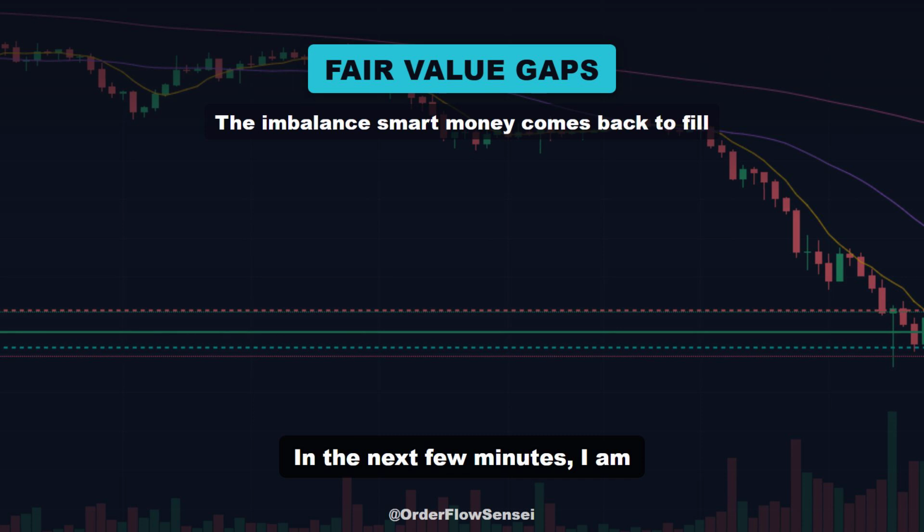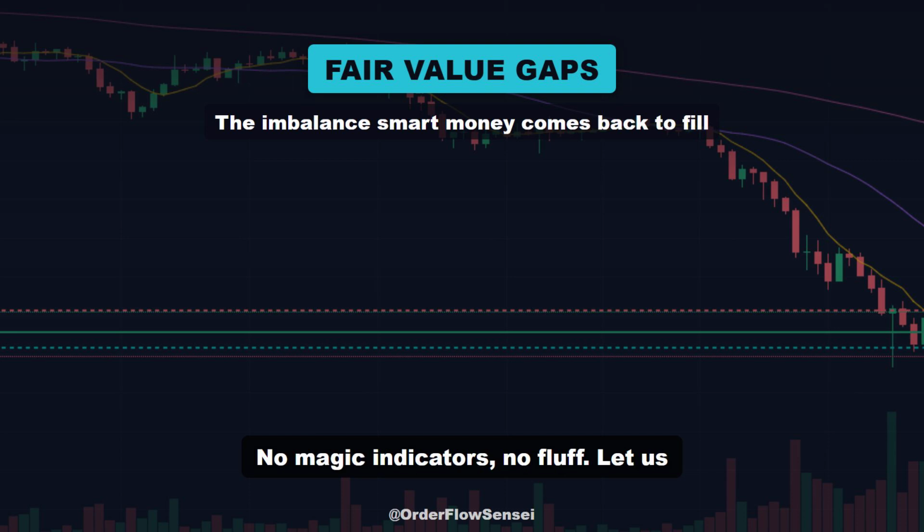In the next few minutes, I am going to show you exactly what a fair value gap is, why it forms, how to find a real one on Bitcoin, and how to actually trade it. No magic indicators, no fluff. Let us get into it.